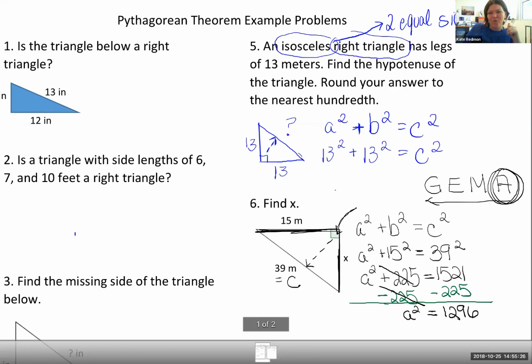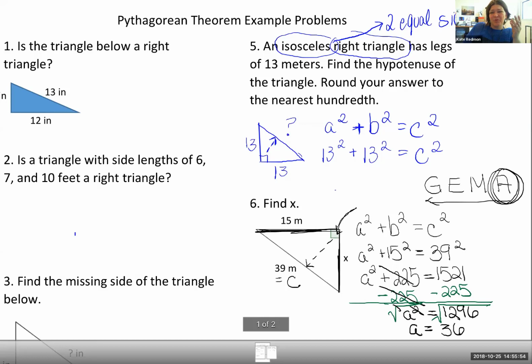Now it's time to get rid of that square. So the opposite of squaring is, as Bianca pointed out, square rooting. I will square root both the left and the right-hand side. On the left-hand side, square and square root cancel, leaving me with A. And on the right-hand side, there's the math to do. The square root of 1296 is 36.